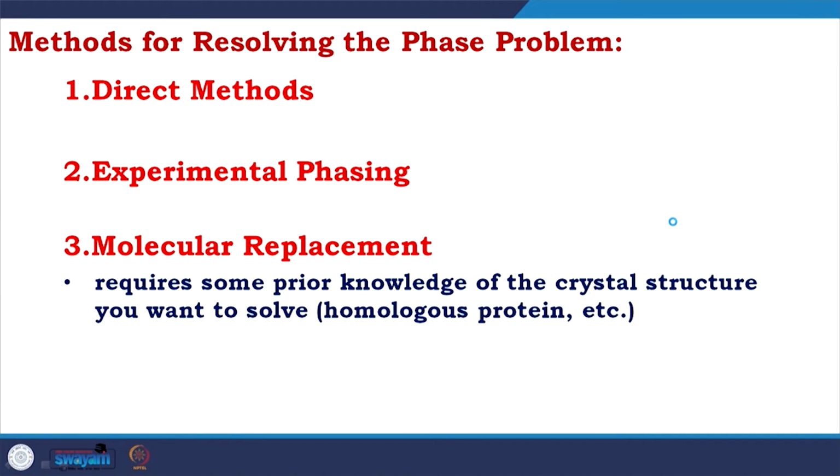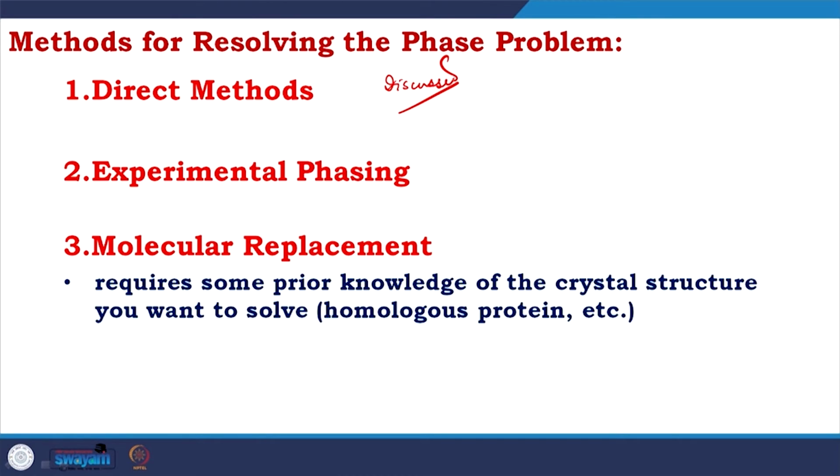So, what are the methods to solve the phase problem? Direct methods we have discussed already. Another two categories are experimental phasing, where we will use heavy atoms, and the third one is molecular replacement, which requires some prior knowledge of the crystal structure you want to solve.